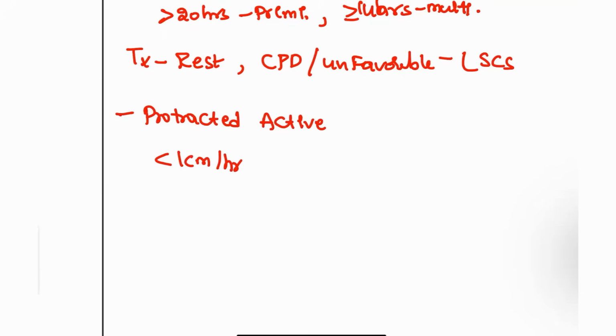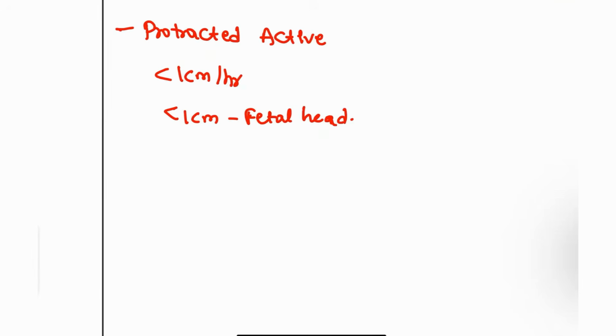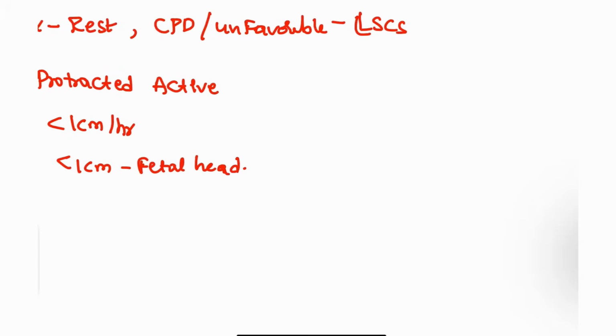Or else, less than 1 centimeter, the fetal head is also still at the same position. The descent is still in the same position, then we can also consider this as a protracted active phase. So what we have to do, we should do the PV examination. After this, you have to go for the per vaginal examination. In this, you are going to check: is it hypotonic or normal?